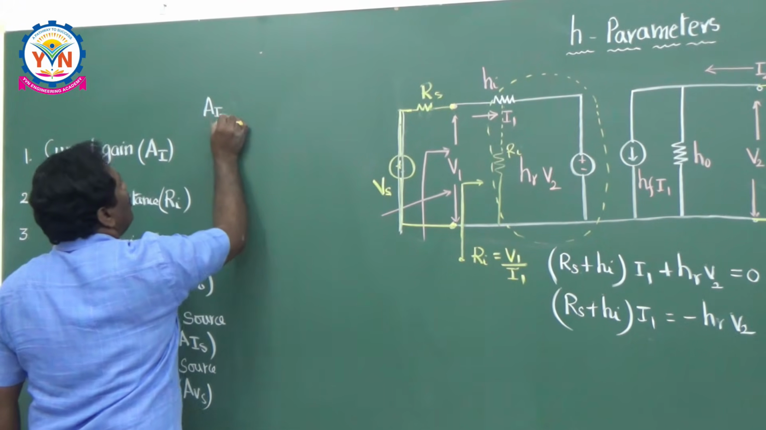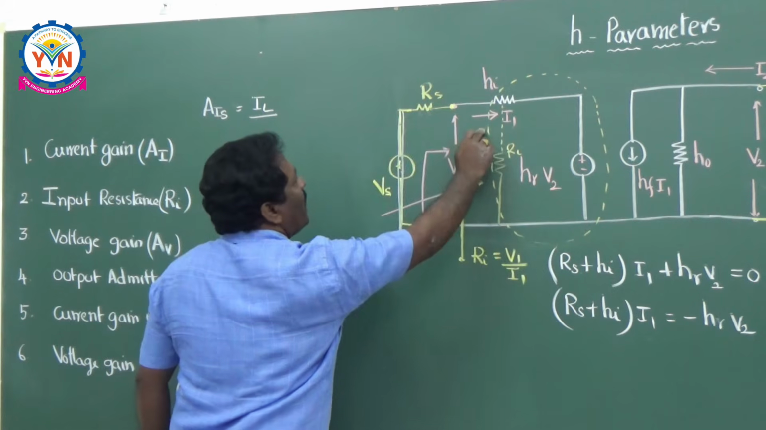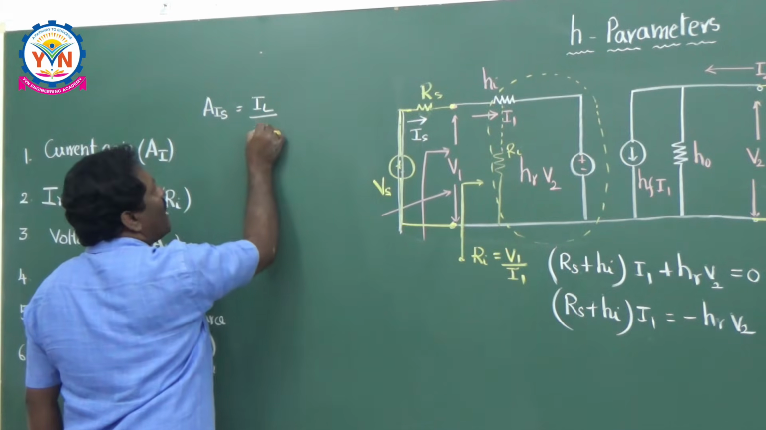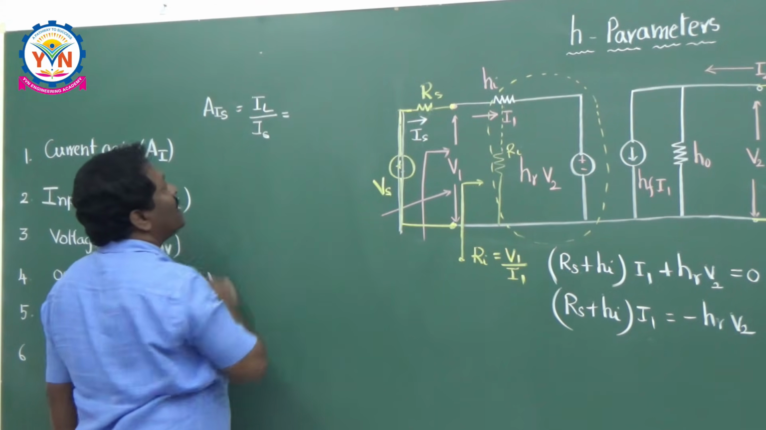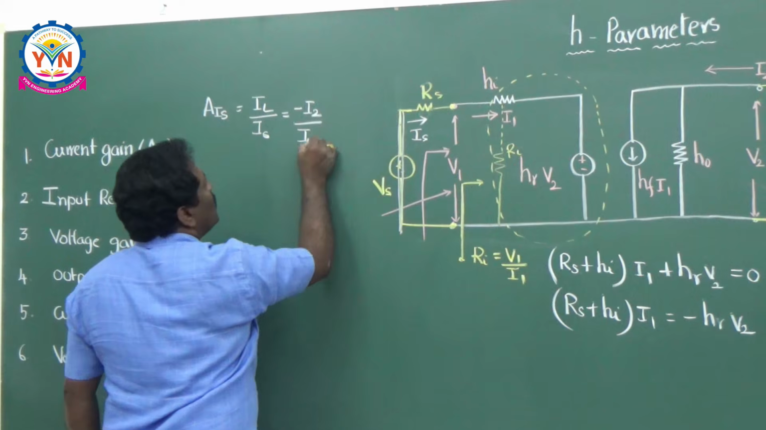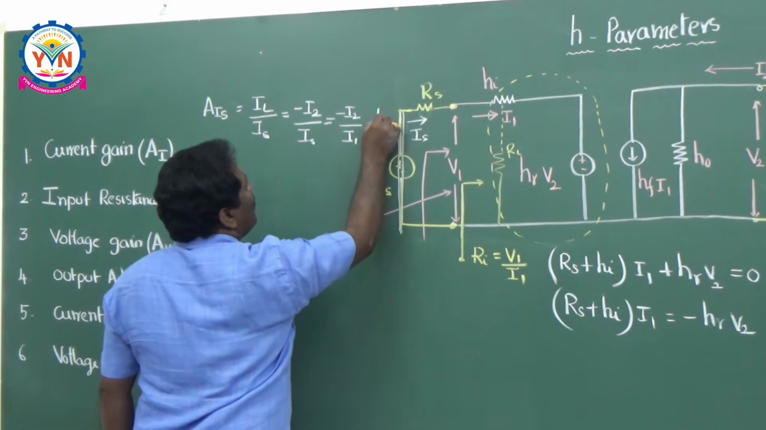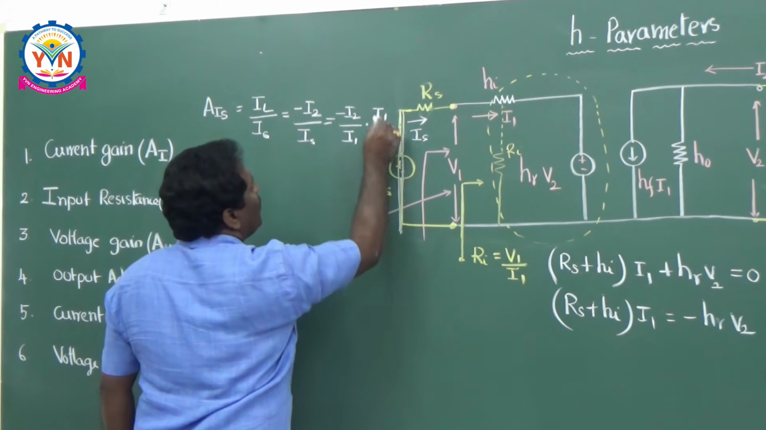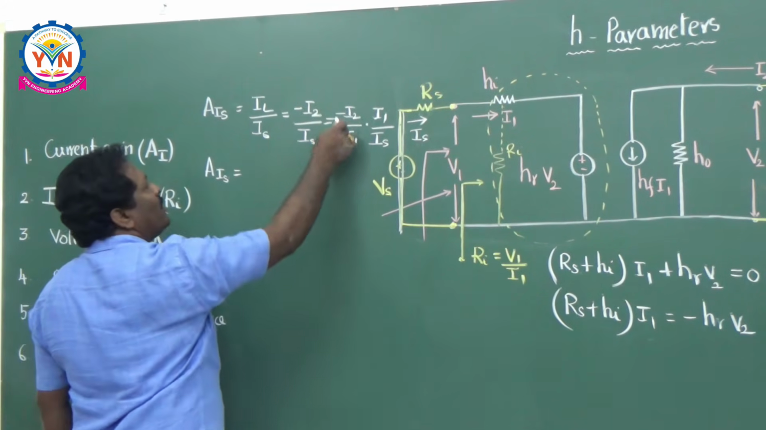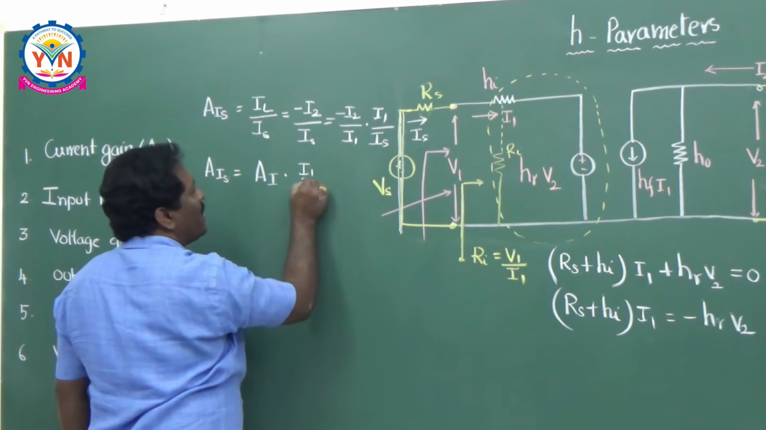AIS is equal to the output current IL divided by IS. So you can say IL by IS. What is IL by IS? That is equal to minus I2 by IS. I can write this as minus I2 by I1 multiplied by I1 by IS, because I1 and I1 will cancel. Therefore, AIS is equal to minus I2 by I1, the current gain AI, multiplied by I1 by IS.